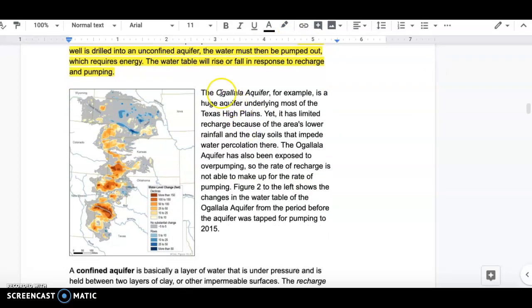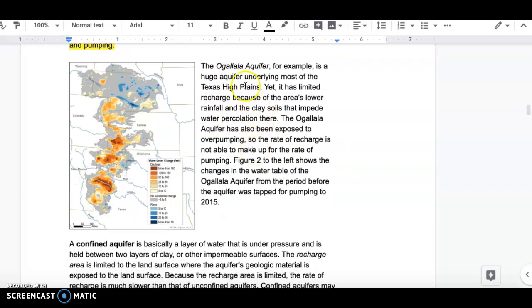For example, the Ogallala Aquifer is a huge aquifer underlying most of the Texas High Plains, yet it has limited recharge because of the area's lower amount of rainfall and the clay soils. Remember, clay is not very permeable. Water can't infiltrate it very easily because the grain size is so small, right? If you remember from our soil unit.